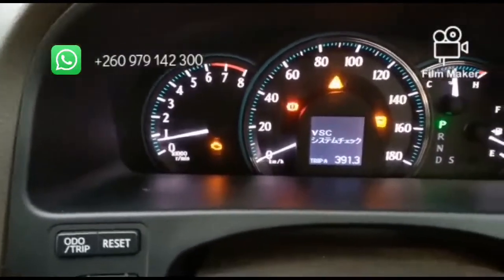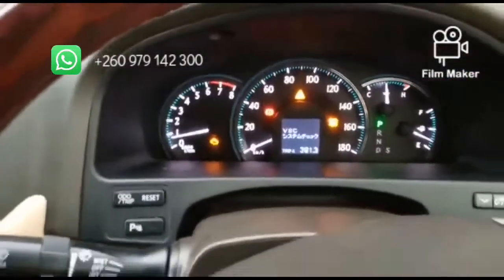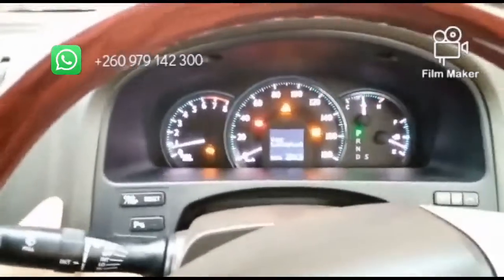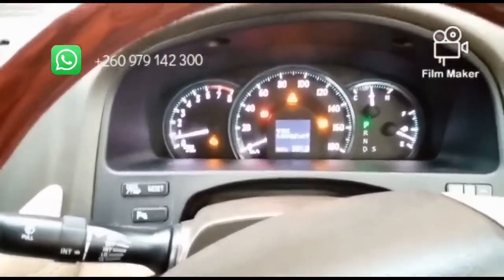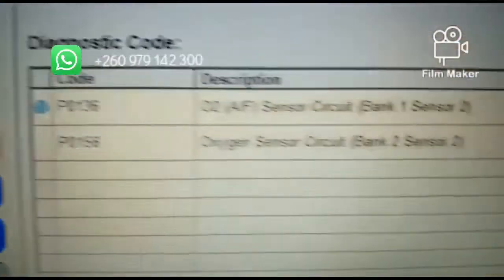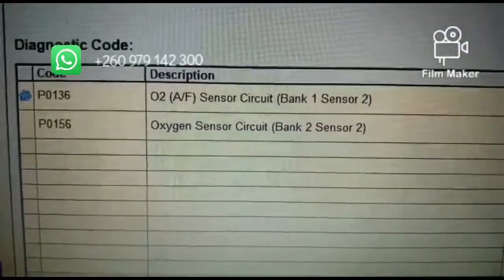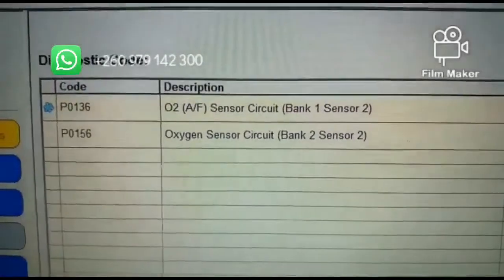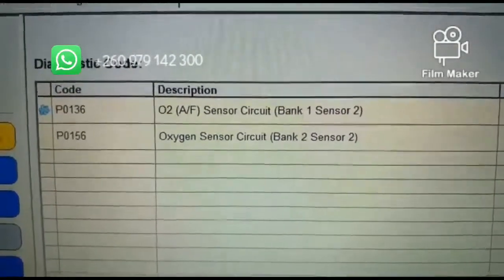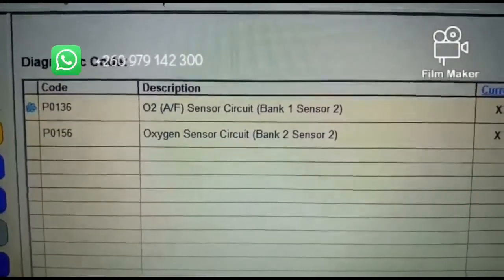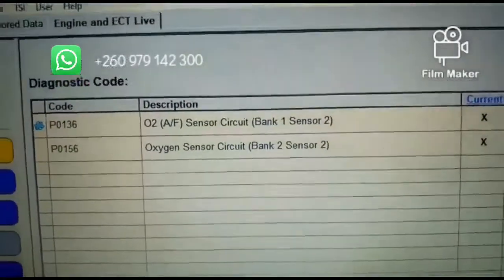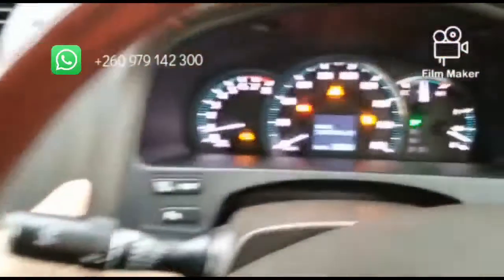On the check engine light there, it's complaining of when I plug it on the machine just to do a simple diagnosis, it's showing me these two codes. So it's the O2 sensor circuit bank 1 sensor 2 and oxygen sensor circuit bank 2 sensor 2.